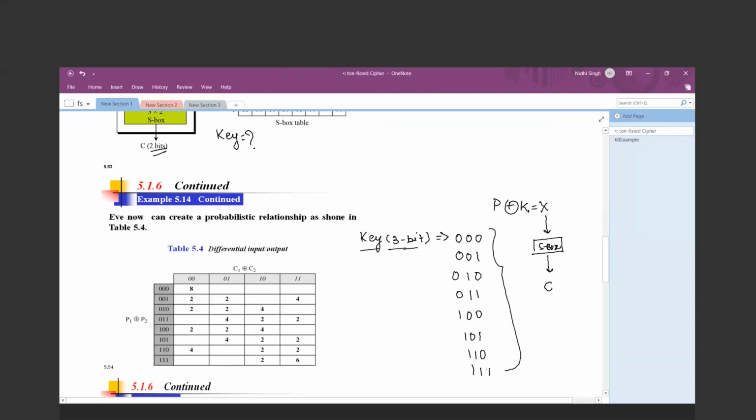So what is the probability? This is the distribution table, the probability relationship table, in which it says when my P1 XOR P2 relationship is 000, and my ciphertext difference, that is C1 XOR C2, is 00, then what are the chances of the key to set up this value, that are 8? Okay, so let me explain with an example, this will make it clearer, it won't be understood like this.